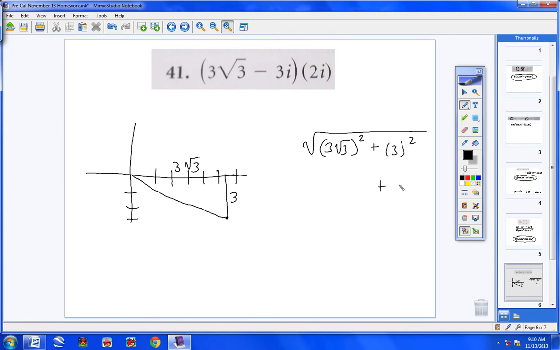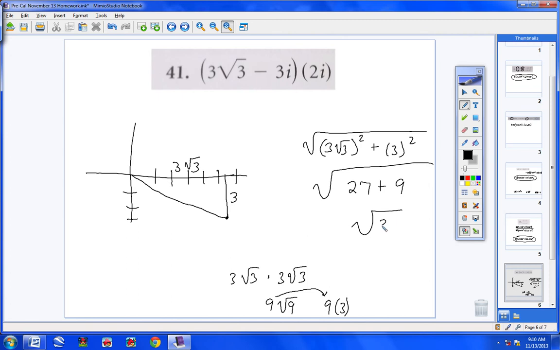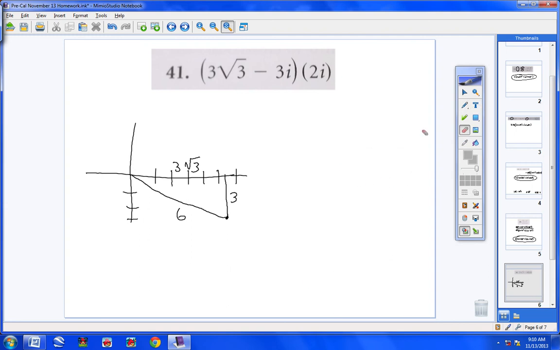Now 3 squared is obviously 9, but 3 square root of 3 squared, that's going to be 3 square root of 3 times 3 square root of 3. Outside number times outside number, that's 9. Square root of 3 times square root of 3 is square root of 9. And of course I know the square root of 9 is 3. So here's my outside number 9 right here, and the square root of 9 is 3, so 27. 9 times 3 is 27, and if you add those together you get 36, and the square root of 36 is 6. So there. That didn't take too long. So I found my hypotenuse, 6.